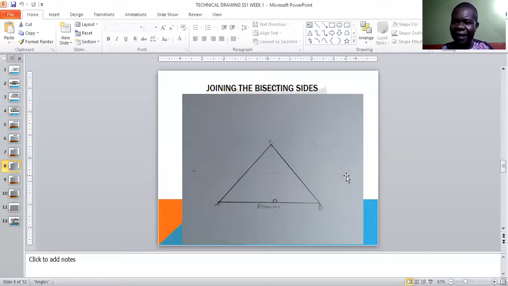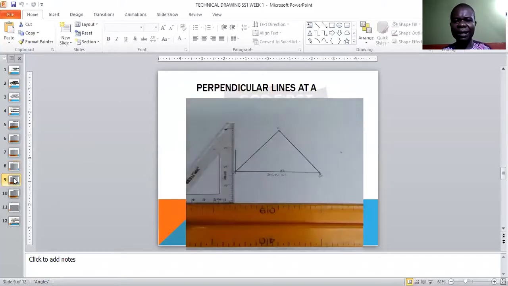Now, after this, the next step is to draw perpendiculars from A, taking it from here up to meet this line here. Anywhere it meets the line, you stop. You can give a light line to continue, but from point A to this point, you make it bold. Then from point B to this point, you also make it bold. That is the perpendiculars at A and at B. That is the next thing we need to look at. That is drawing the perpendiculars at A. This one particularly is at point A.